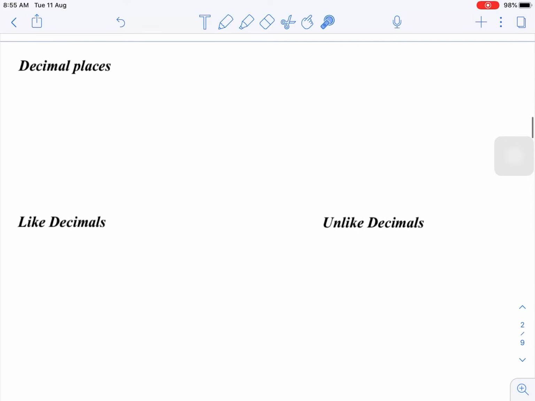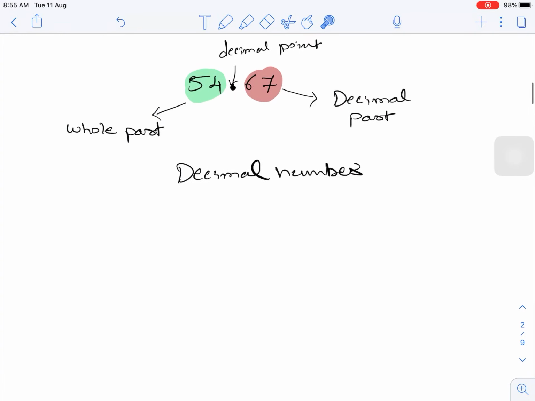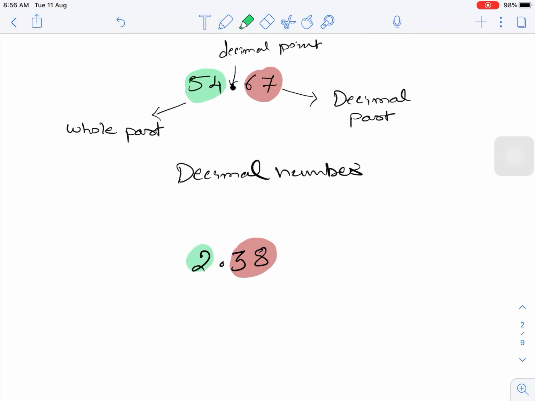Now let us move to the next part of this chapter, that is decimal places. Before that let us consider one more example. Suppose we have 2.38. If you are asked to find the decimal part, the decimal part is 38 and the whole part is 2. So in this way you must be able to find the decimal part and the whole part.